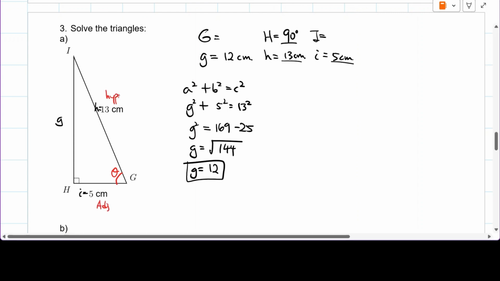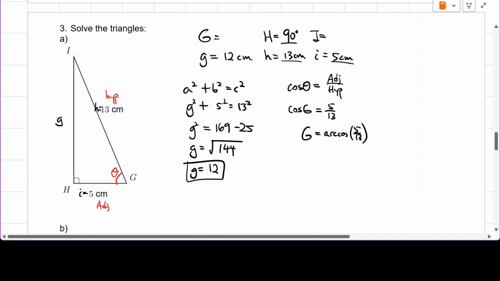So I realized that the ratio that involves the adjacent and hypotenuse is going to be the cosine ratio. So let's use the cosine ratio to find the angle G. Cosine is adjacent over hypotenuse, which means cosine of G is equal to 5 over 13. So G is equal to arc cos of 5 over 13.